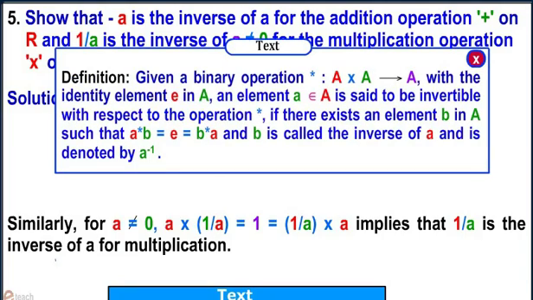Given a binary operation star defined from A cross A to A with the identity element e in set A, an element a belonging to set A is said to be invertible with respect to the operation star if there exists an element b in A such that a star b equals e, which equals b star a, and b is called the inverse of a and is denoted by a inverse.